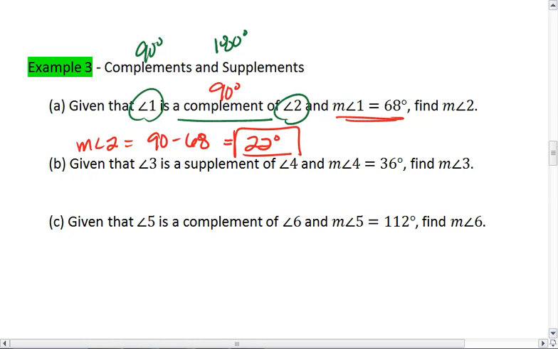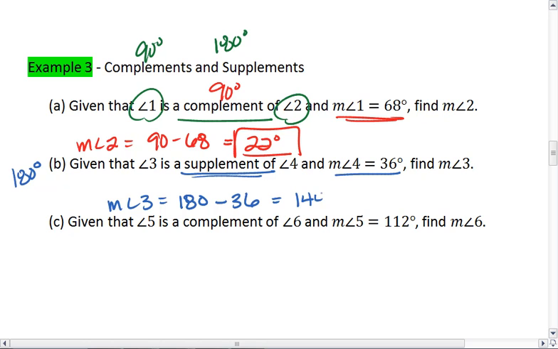Okay, in part B, 3 is the supplement of 4. This means they add to 180. And you're told that 4 is 36, which means the measure of angle 3 is whatever's left over of 180 minus 36 equals 144 degrees.